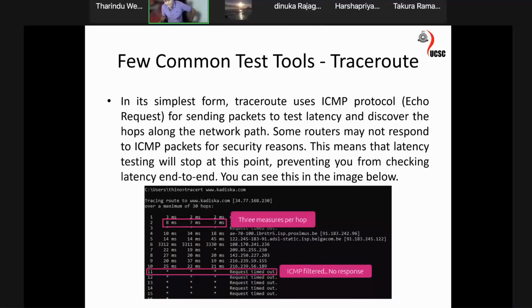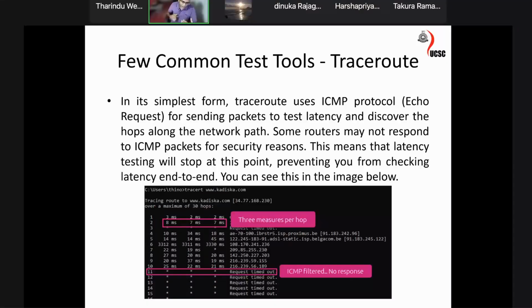the variation. And you can see that at number 11, this particular network device at the 11th hop is filtered with ICMP, which means ICMP security is implemented to block ICMP. So you are not getting a response from that particular device because it's implemented to block the ICMP protocol, and it is not useful in such scenarios.